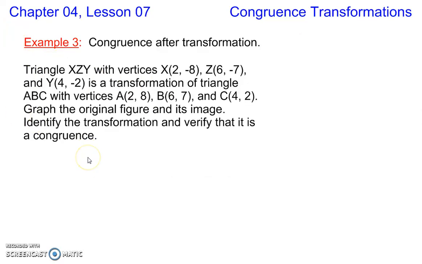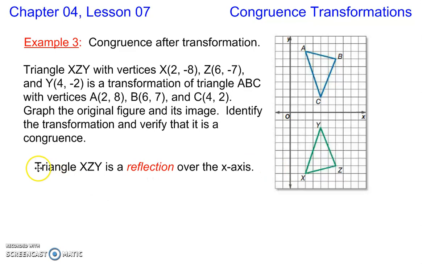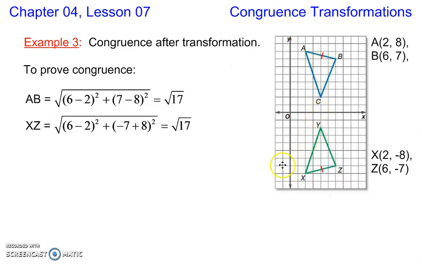Now, congruence after transformation. To check whether after transformation it's still congruent, we can use the distance formula. So here we're given the coordinates of 2 triangles. We graph the original figure and its image. Okay, so there's our original figure and its image. And now we are to identify the transformation, what happened here, and whether it's a congruence. So triangle XYZ is reflected across the x-axis, and we can use the distance formula to check for congruence.